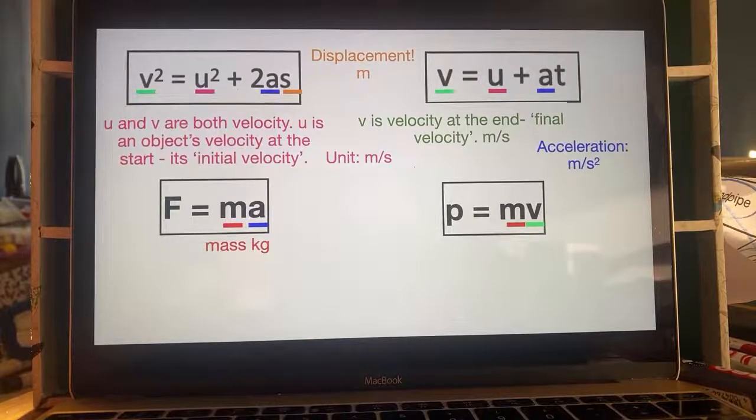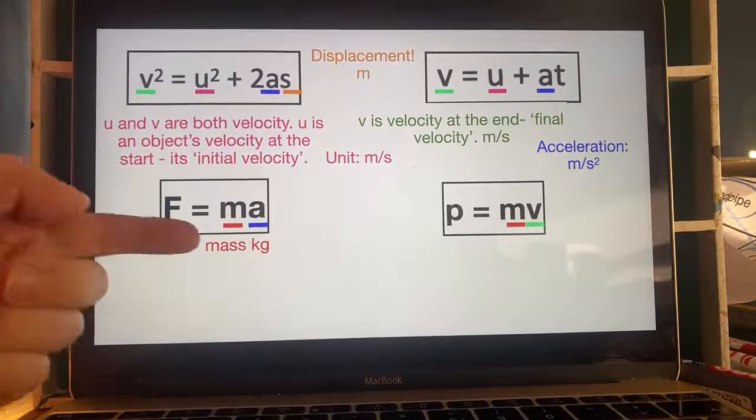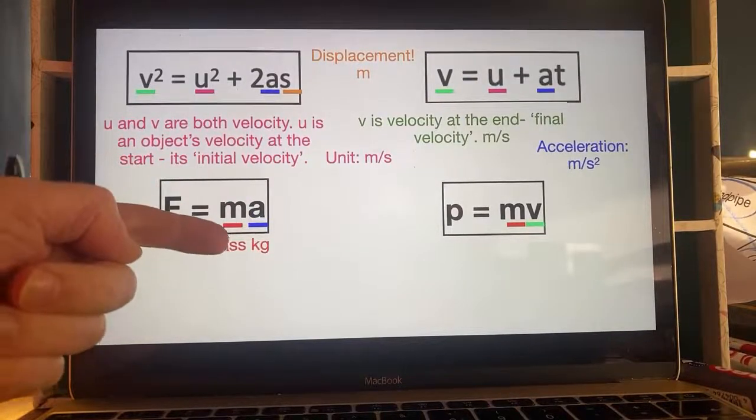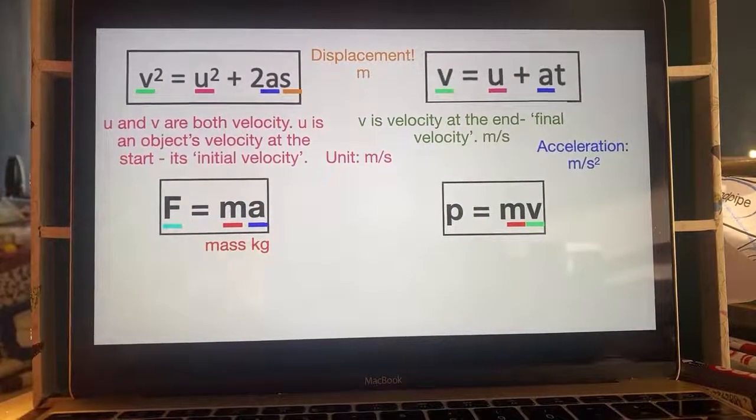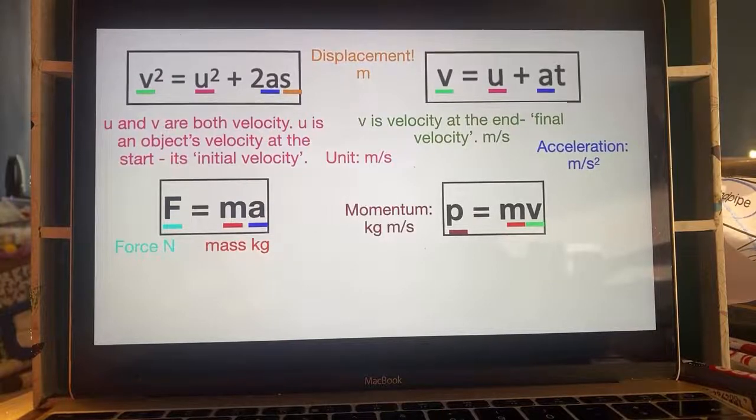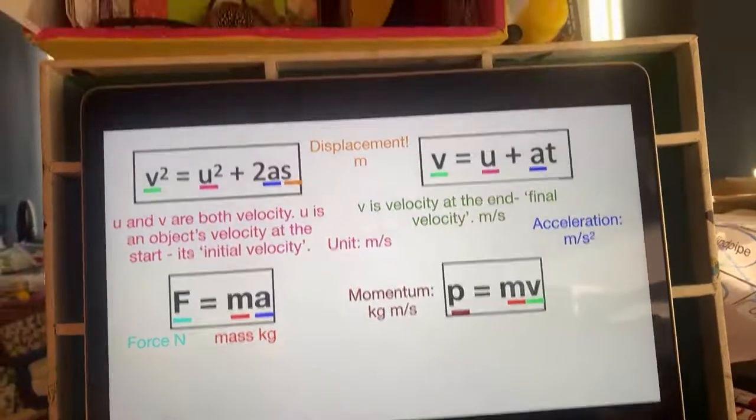M is for mass. Be careful. Still, even at A-level, I see people writing capital M. No, it's a little m, which represents mass, and that is measured in kilograms, traditionally in physics. And F is force, and force is measured in newtons. And P, that we looked at last week, is momentum, and that is measured in kilogram meters per second.